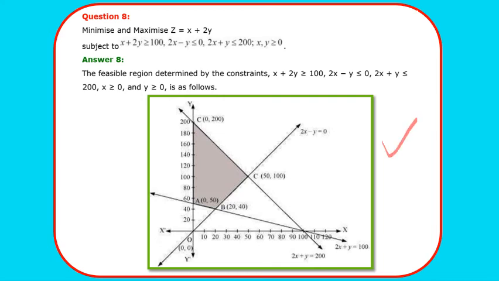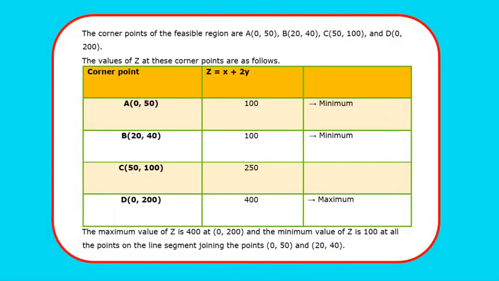Now the feasible region determined by the constraints x plus 2y greater or equal to 100, 2x minus y less or equal to 0, 2x plus y less or equal to 200, x greater or equal to 0, y greater or equal to 0 is the shaded portion as shown in the figure. So here we have the corner points A, B, C, D. So finding the value of the function z, x plus 2y, at the corner points A (0, 50), B (20, 40), C (50, 100), and D (0, 200).